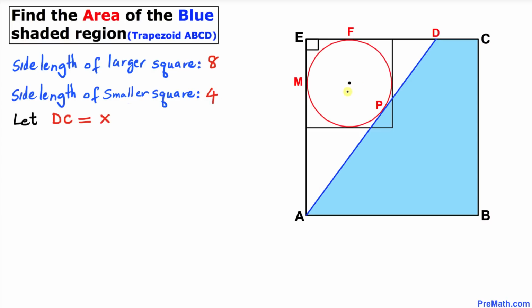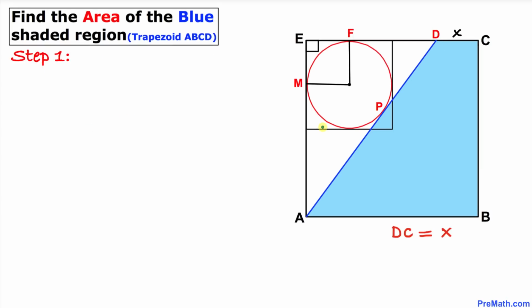And now let's focus on this line segment DC. I'm going to represent it by X. And now we are going to find the value of X. That's going to make our job a lot easier. And here's our very first step.